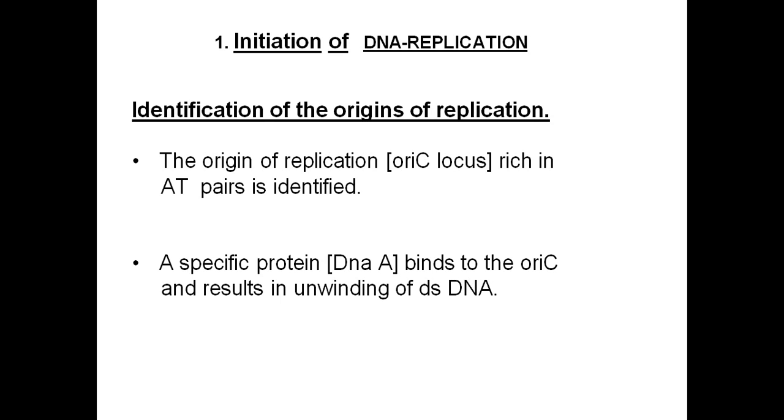So the OriC locus is the origin of replication, and this OriC is rich in AT pairs, A, T, A, T, A, T, like this the sequence will be there. A specific protein called DnaA binds to the OriC locus and results in unwinding of double-stranded DNA.